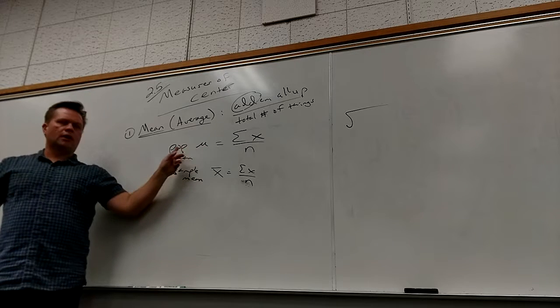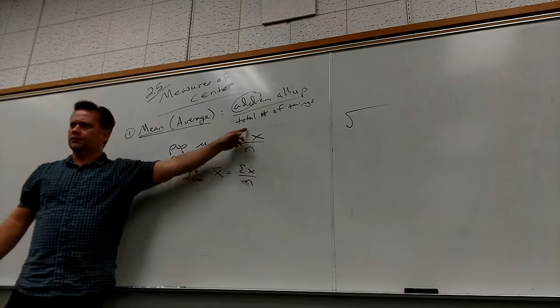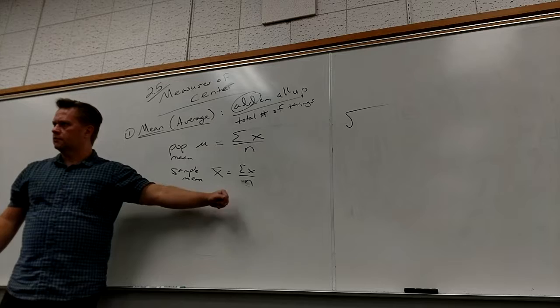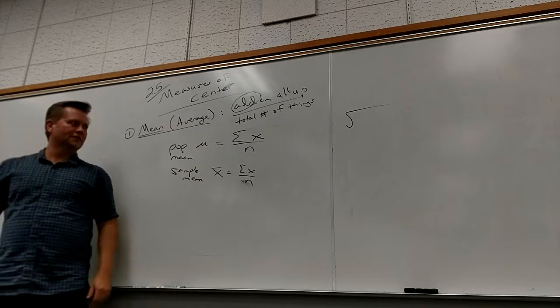All right, so mu is population, x bar is sample. Notice how the formulas are the same. You spell mu. Mu. I love it.